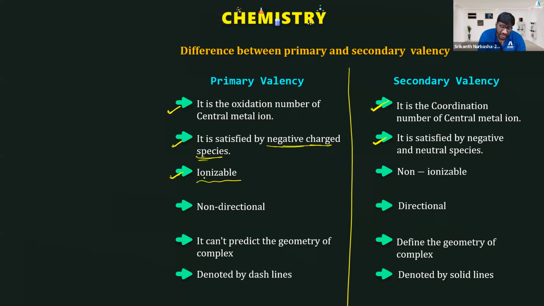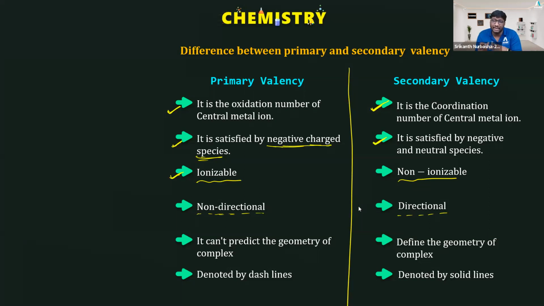That means they can lead to counter ions. Secondary valencies, that means in the coordination entity, we do not have ligands which are ionizable. And primary valencies are said to be non-directional, whereas secondary valencies are directional. Why? Take K4[Fe(CN)6]: the 4 K plus ions and the [Fe(CN)6]4 minus ion have electrostatic force of attraction. That's it. The electrostatic force of attraction can be from any side.